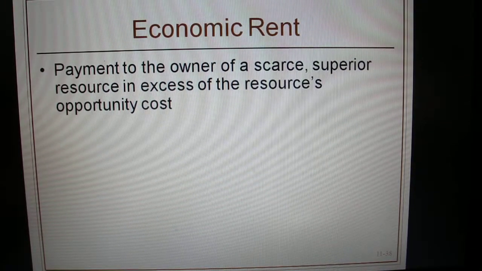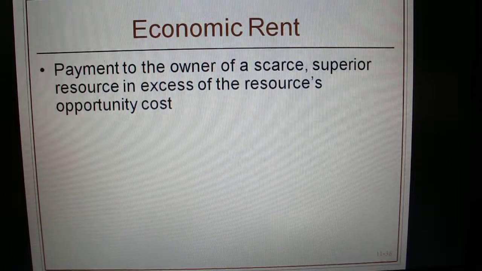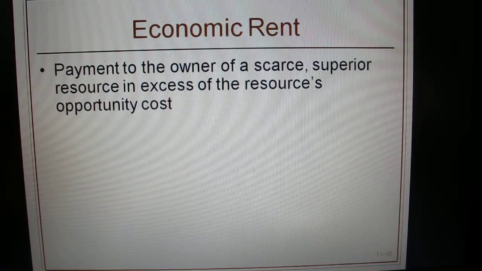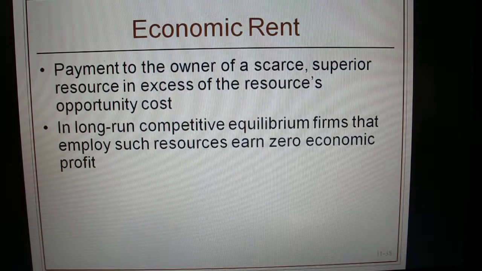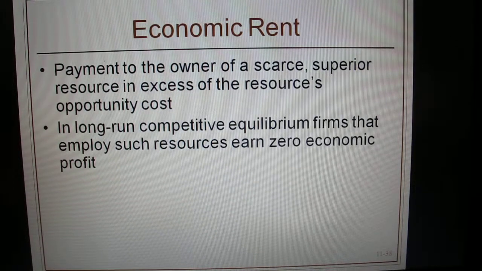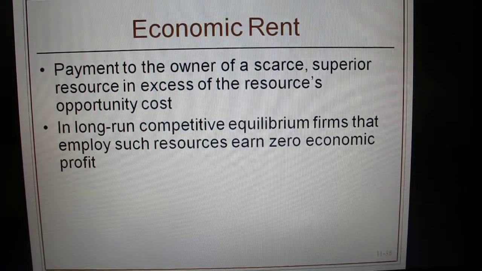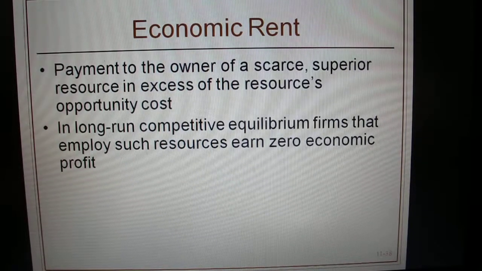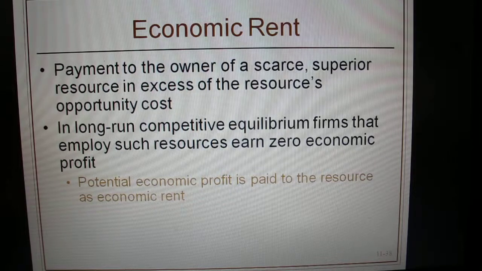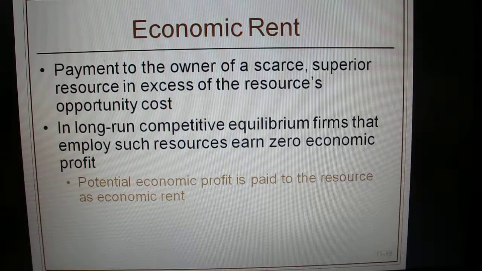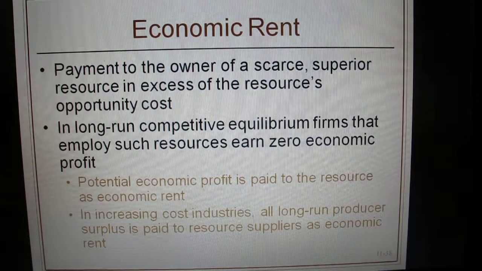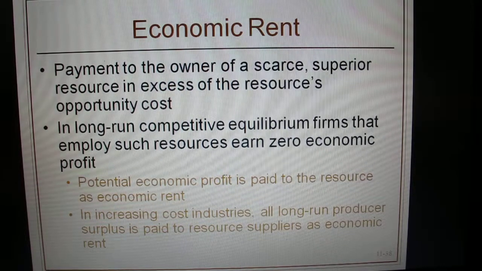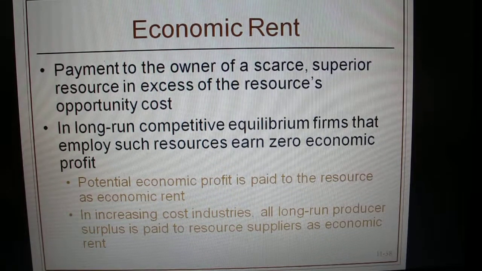And if a firm does decide to provide that, it will result in zero profit in the long run. So, economic rent is payment to the owner of a scarce superior resource in excess of the resource's opportunity cost. In long-run competitive equilibrium, firms that employ such resources are going to earn zero economic profit. The potential economic profit is paid to the resource as economic rent. In increasing cost industries, all long-run producer surplus is paid to the resource suppliers as economic rent.